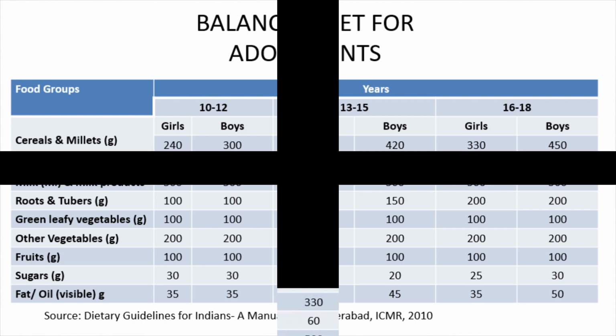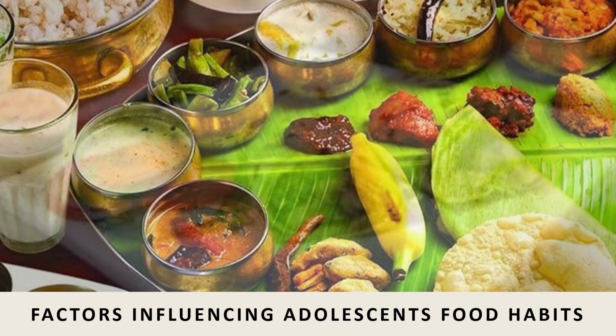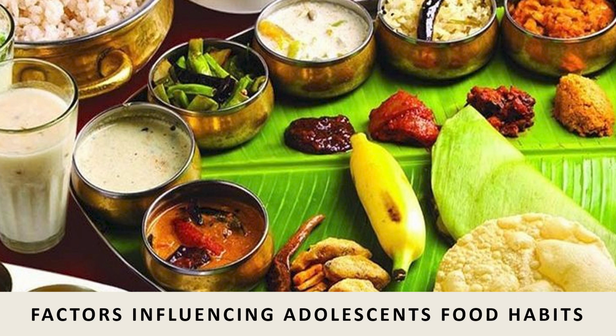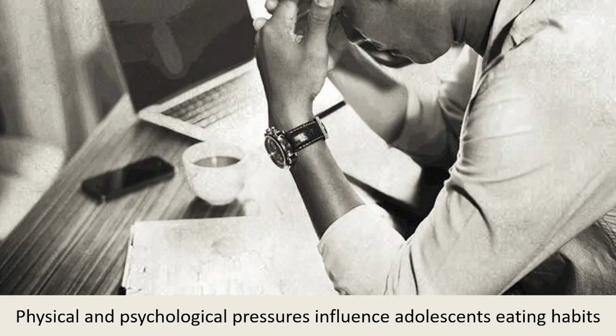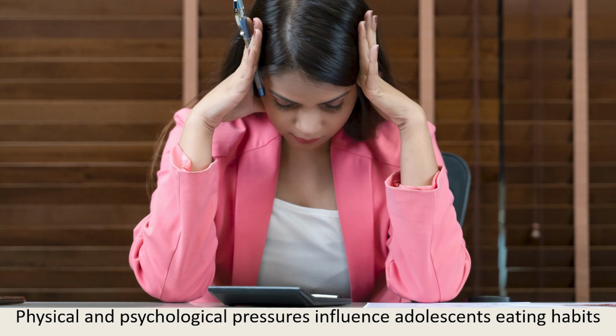Next we talk about the factors which influence adolescent food habits. So there are various factors which influence the eating habits of adolescents. There is peer pressure, there is involvement of food advertisements which they see on the television or the social media, which influences them to quite a large extent. So physical and psychological pressures also influence the adolescent eating habits.